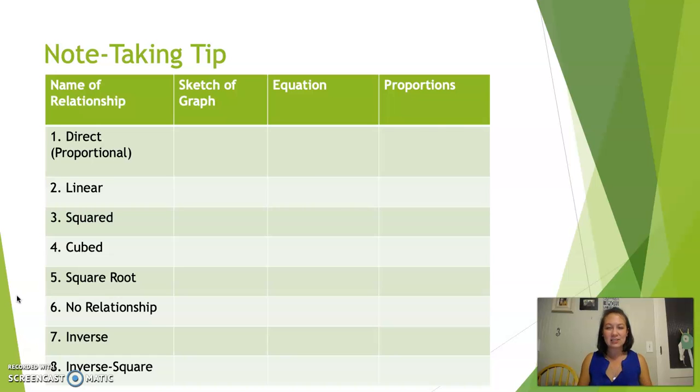Okay, so pause it. Copy this. Leave yourself some space because you're going to draw a sketch, right? So here are the main relationships you need to know in our class soon.